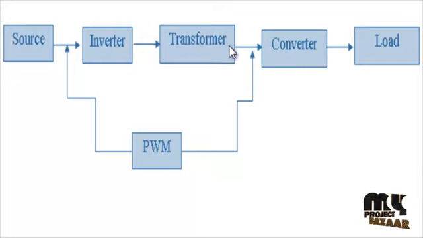The AC transformer output is sent to the converter, which converts the low voltage AC to low voltage DC, and that low voltage DC goes to the load. We control both the inverter and the converter using PWM. In enhancement, we use a controller to maintain the PWM for higher output efficiency.